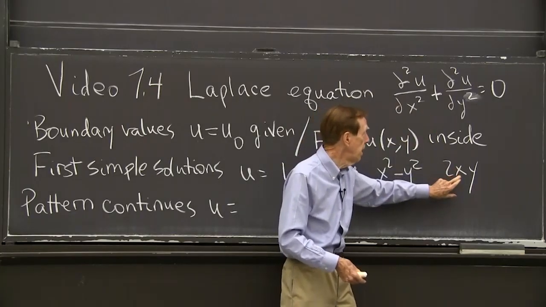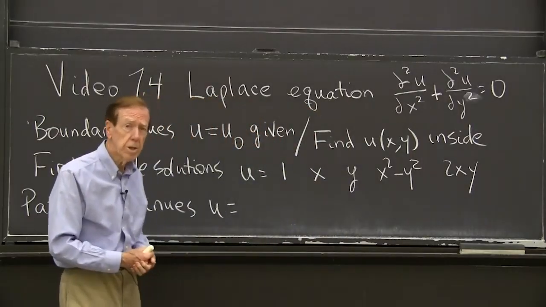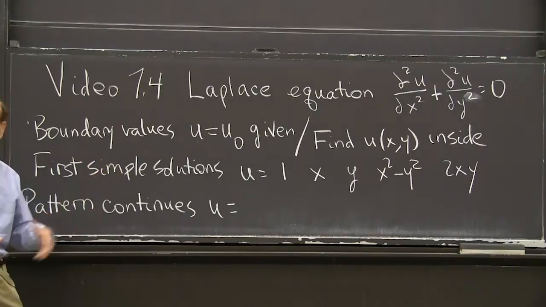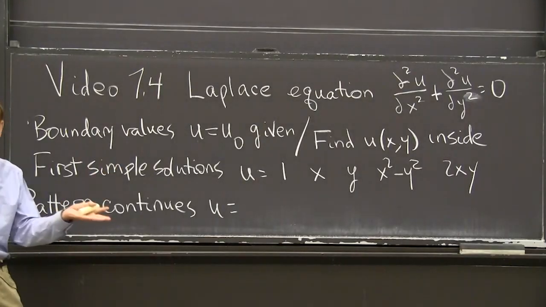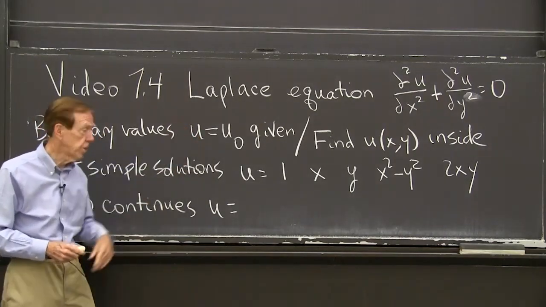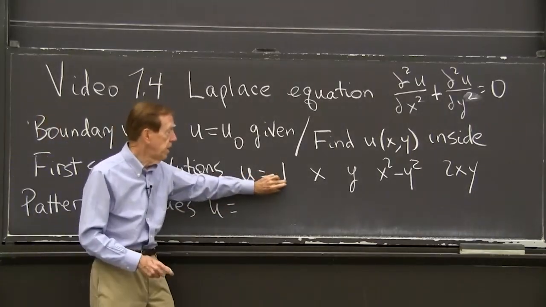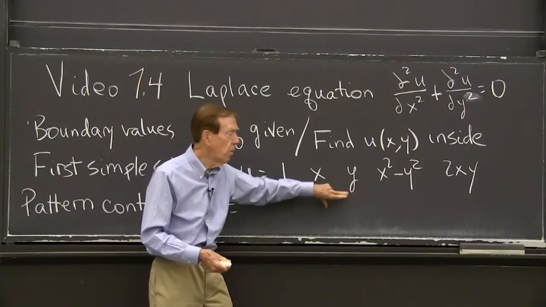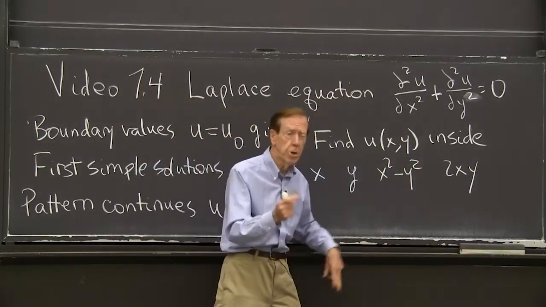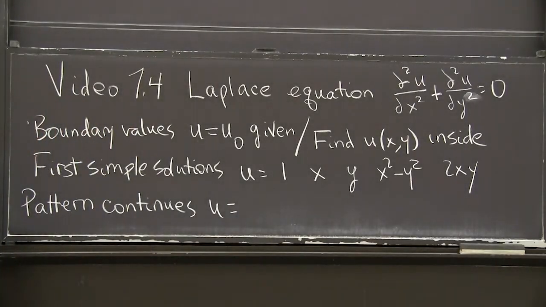Or this one. The second derivative in x is 0. Second derivative in y is 0. Those are simple solutions. But those are only a few solutions, and we need an infinite sequence because we're going to match boundary conditions. Okay, so is there a pattern here? So this is degree 0, constant. These are degree 1, linear. These are degree 2, quadratic. So I hope for 2 cubic ones. And then I hope for 2 fourth degree ones. And that's the pattern.